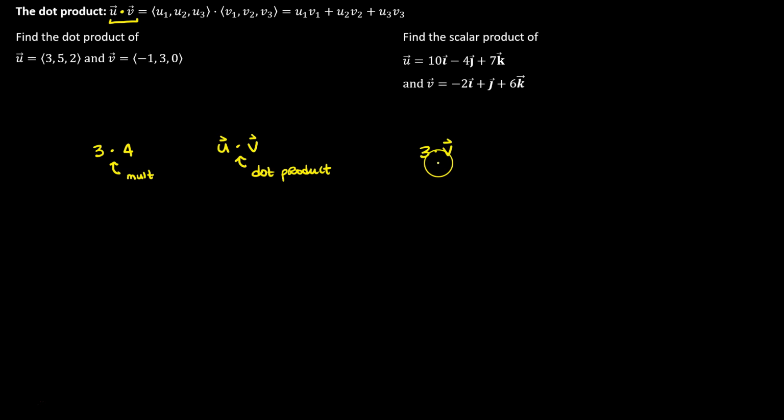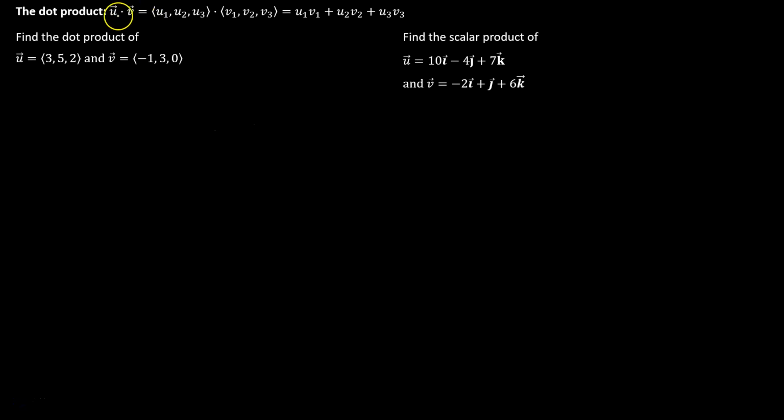In order for it to be a dot product, it has to be 2 vectors. So in this case, where I have a scalar, like 3 times a vector, which is v, this is scalar multiplication, not a dot product. The only time it's going to be a dot product is if you have a vector and a vector.